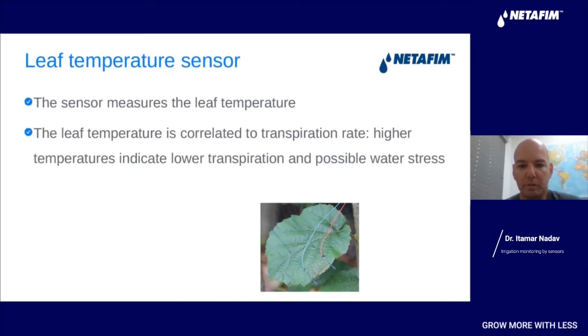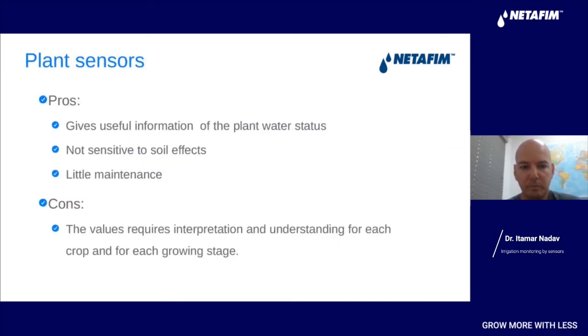That sensor is good for vineyards and other stress crops where we need to manage the stress on the plant. So plant sensors are very useful and give a lot of information about the plant water status. They are not sensitive to any soil effect, and usually they need little maintenance.